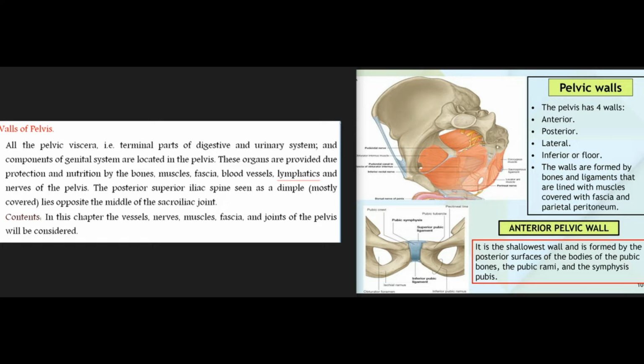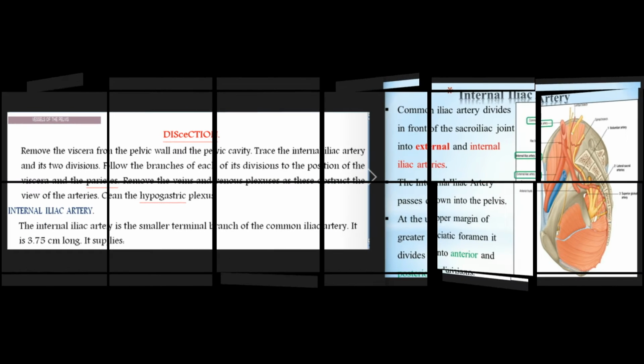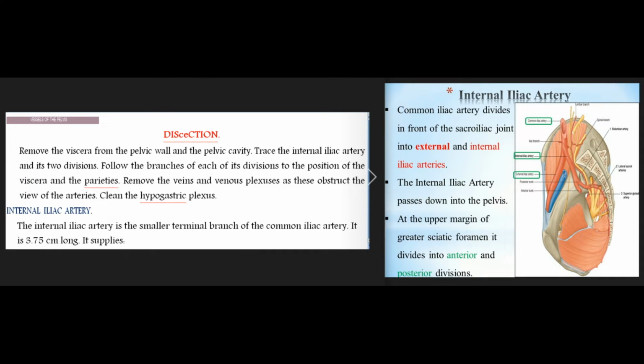Contents: in this chapter the vessels, nerves, muscles, fascia, and joints of the pelvis will be considered. Remove the viscera from the pelvic wall and the pelvic cavity. Trace the internal iliac artery and its two divisions. Follow the branches of each of its divisions to the position of the viscera and the parieties. Remove the veins and venous plexuses as these obstruct the view of the arteries. Clean the hypogastric plexus.